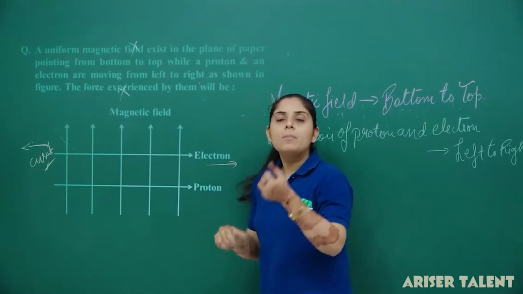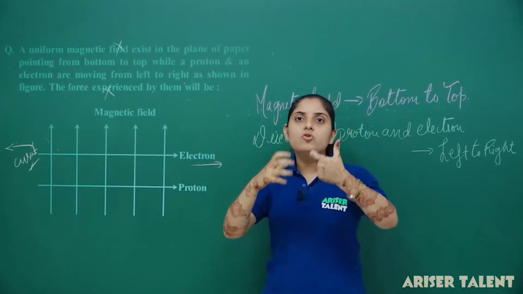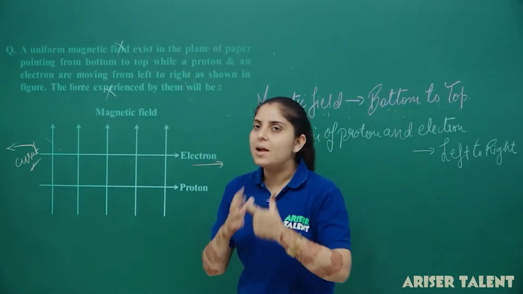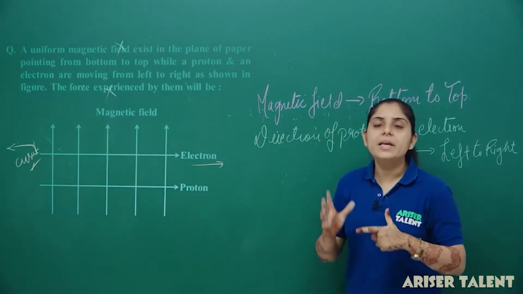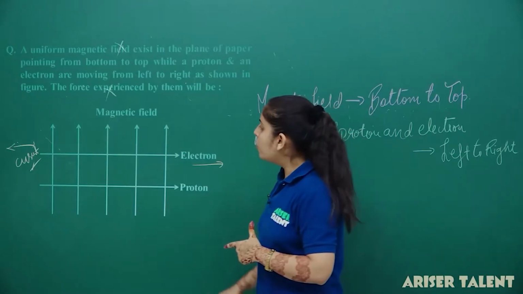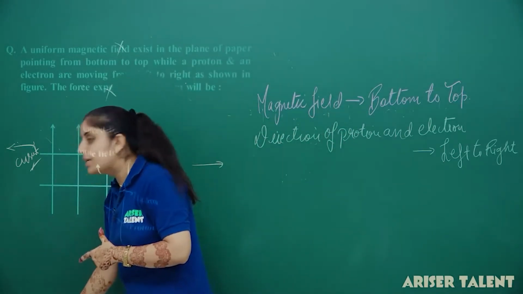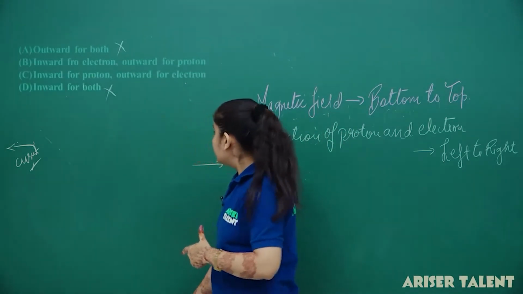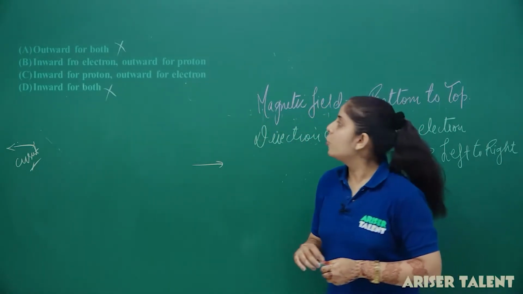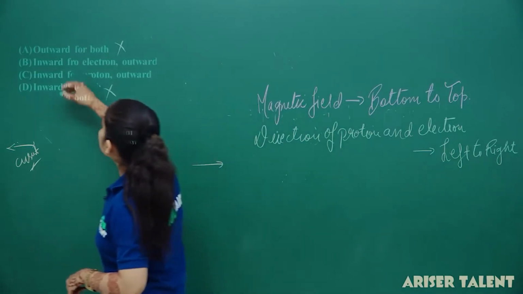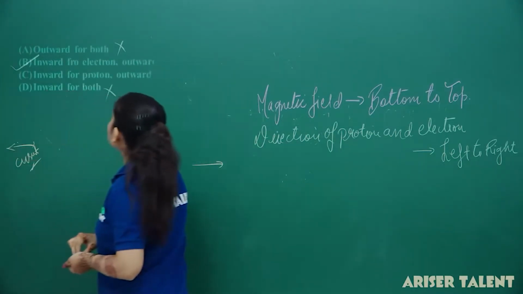By orienting the fingers of your left hand that are mutually perpendicular to each other, you can see that the direction of force will be inward for electron and outward for proton. It will not be the same for both, because these are opposite particles. So we can conclude that it will be inward for electron and outward for proton. So which option is correct here? We can see that option number B is correct here.